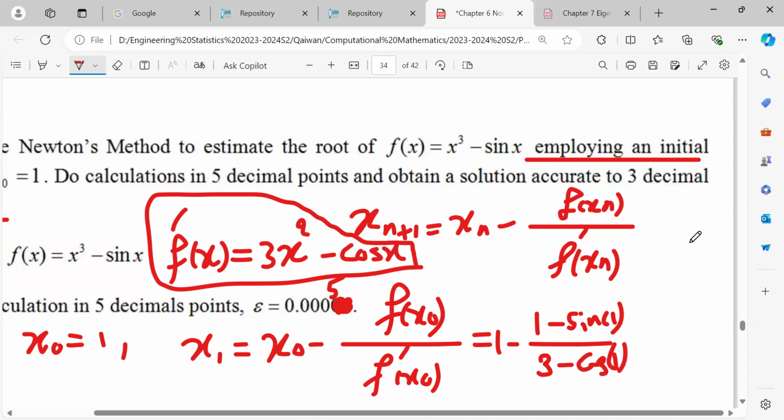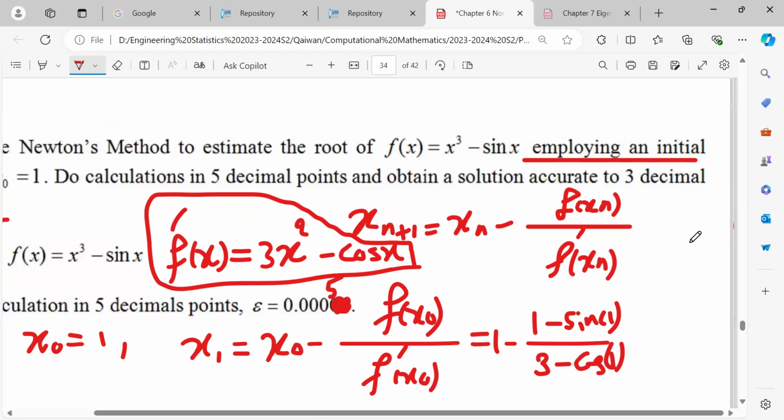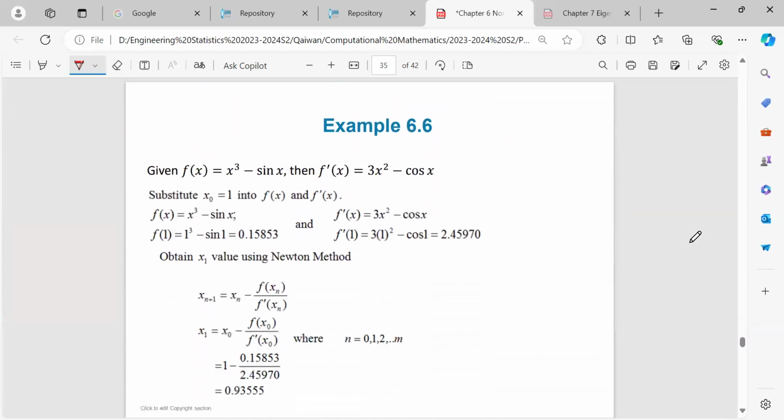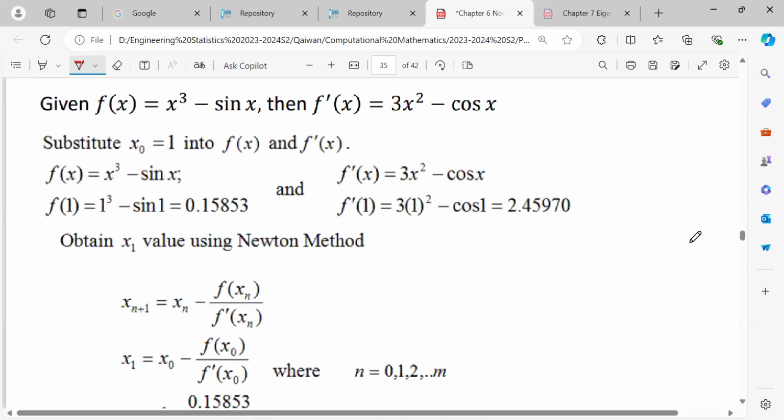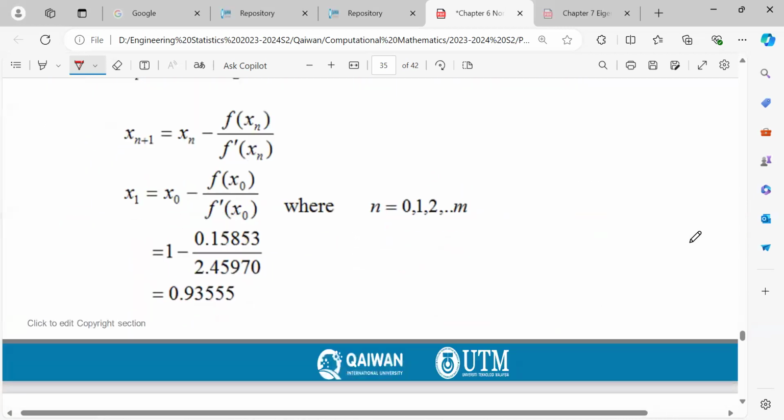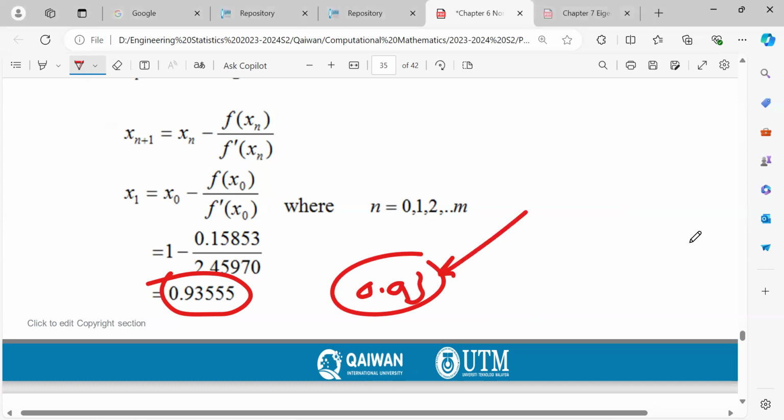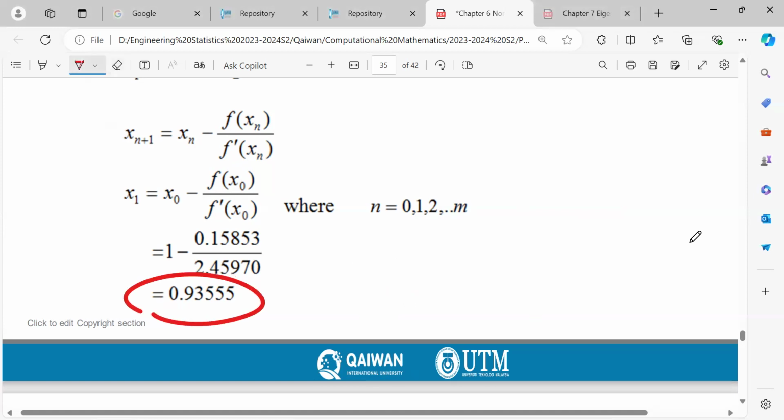Now evaluate it. Okay, evaluate. You get the result, which is 0.93555. Look, 5 decimal points are given. It's not given like to say 0.93, which is 2 decimal points. So you should write down 5 decimal points for your results, as it's asking in the question. This is x1. How about x2?